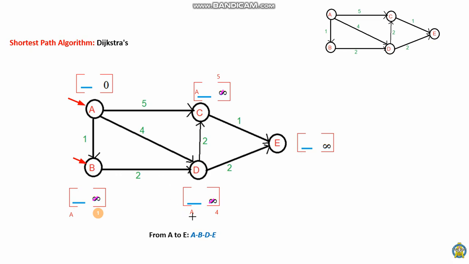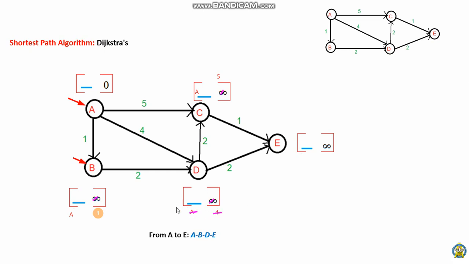So the probe is made from here. When it comes here, the distance to here is 1, and 1 plus 2 is 3. 3 is less than 4, which means I will cut this and I will cut also this.